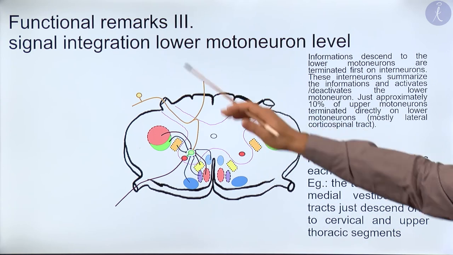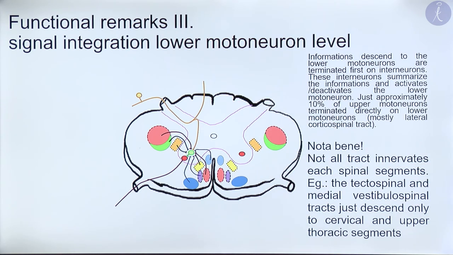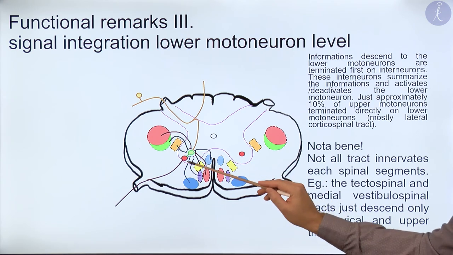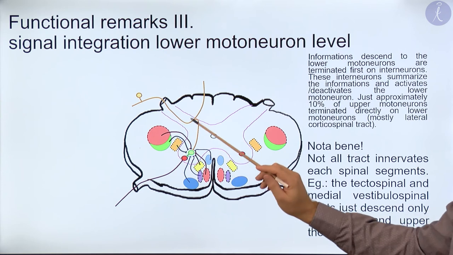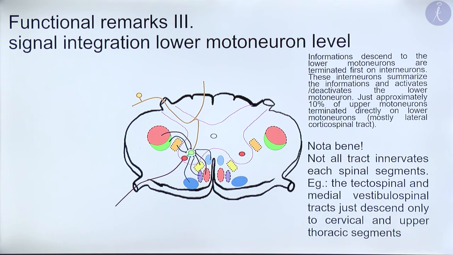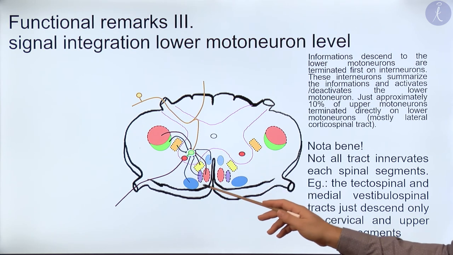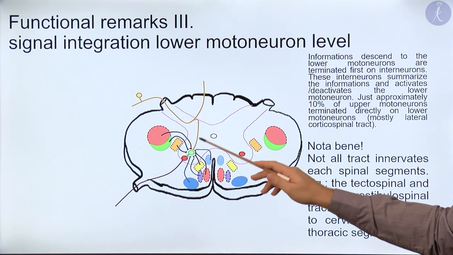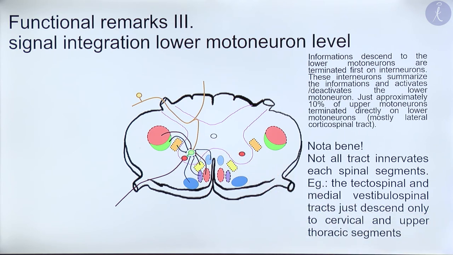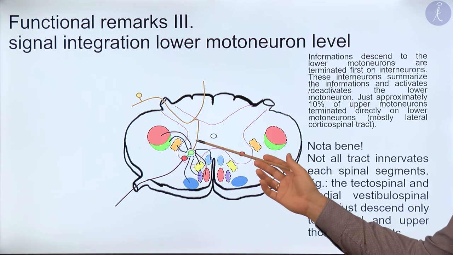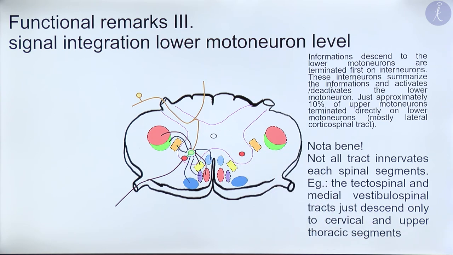Also, I stressed in the first pictures that we have signal integration at the lower motor neuron level. What does it mean? Here you can find the lower motor neuron. We agree that from the pyramidal pathway, some fibers may finish on the motor neuron. But other tracts, especially extrapyramidal tracts and other tracts, for instance those coming from the sensory neurons, will terminate on interneurons. And this information, when summarized, will be transferred toward the motor neuron.